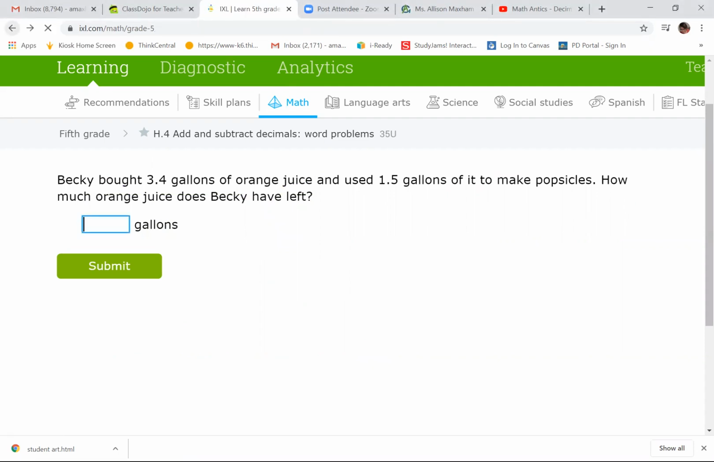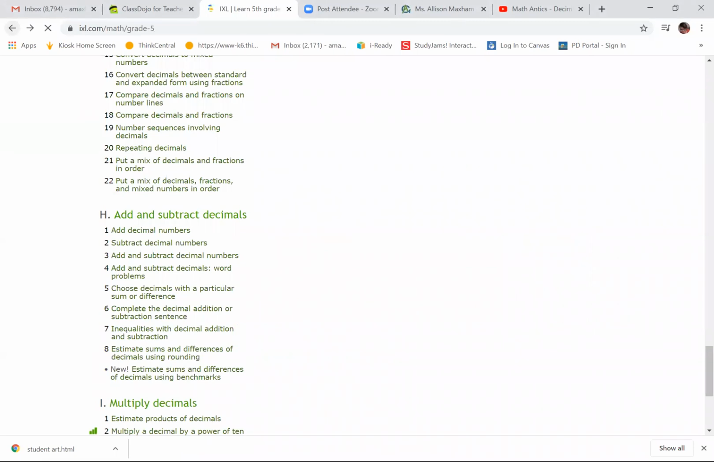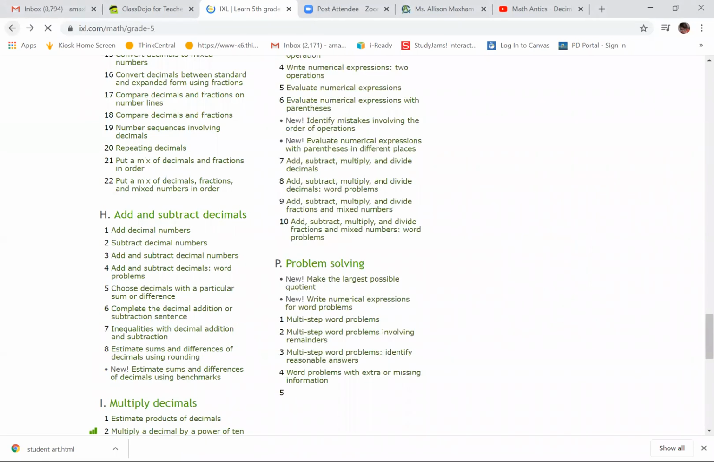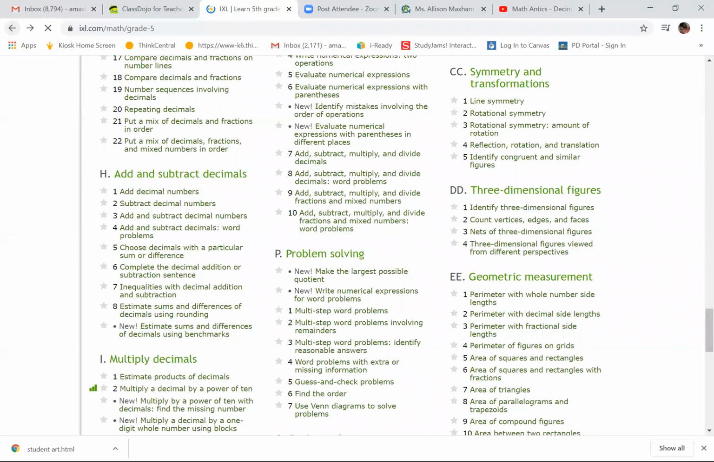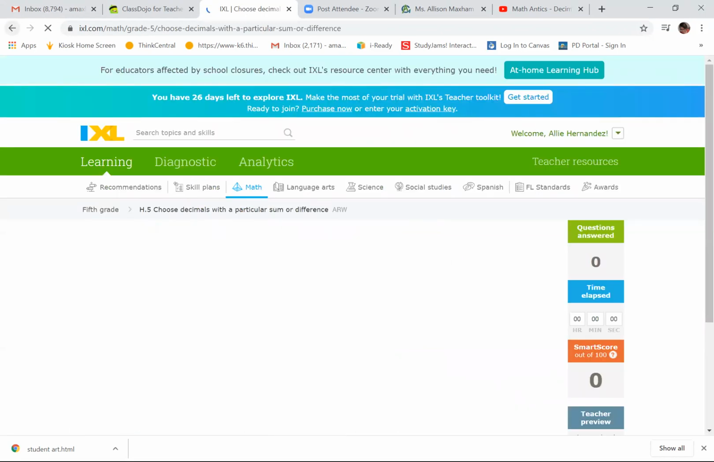Let's go back. Now, you can do what I'm doing and just do a few problems, then go back and forth. But if you finish that whole activity, you open up these little games and these little cards and things. So that's a lot of fun to do all of that practice. Let's choose decimals with a particular sum or difference. This is where it's going to get a little challenging, so we need to think through all of this.